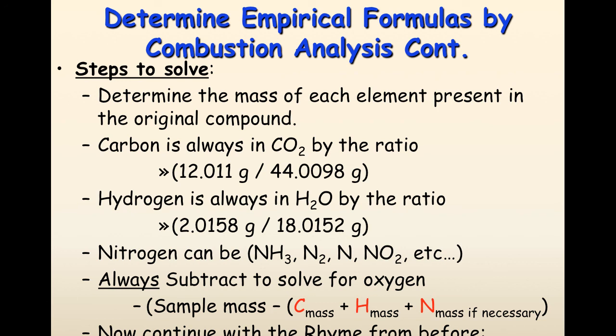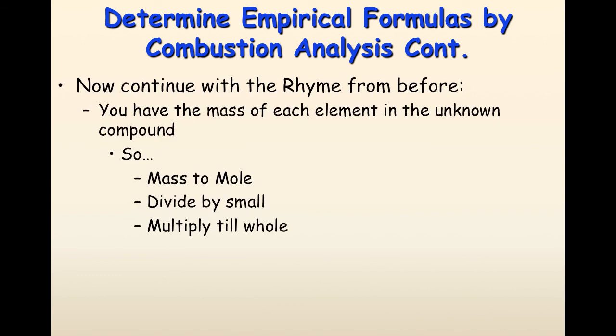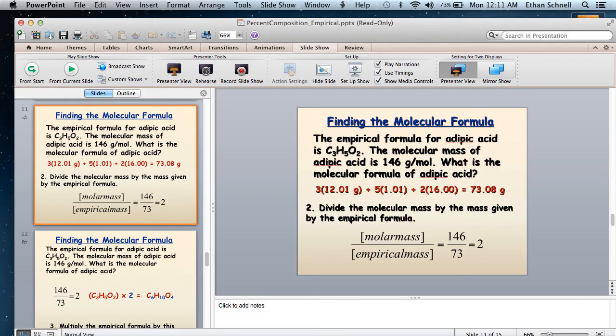So from here, mass to mole, divide by small, multiply till whole. It's a pretty catchy rhyme. So again, just reiterating, we continue with the rhyme. You have the mass of each element from combustion analysis. So mass to mole, divide by small, multiply till whole. And that is pretty much it for empirical formulas.